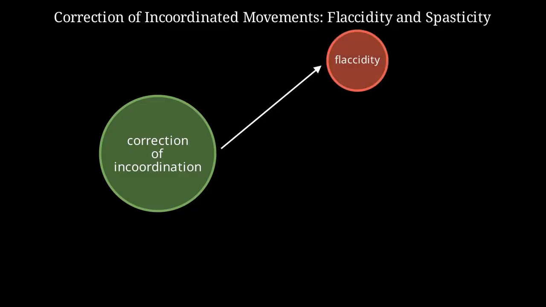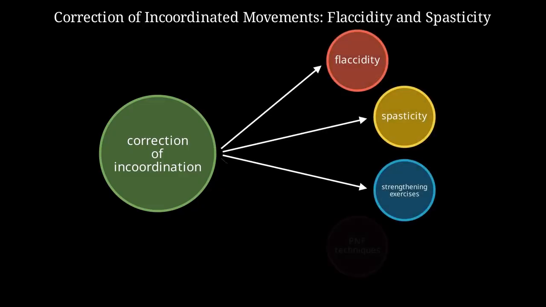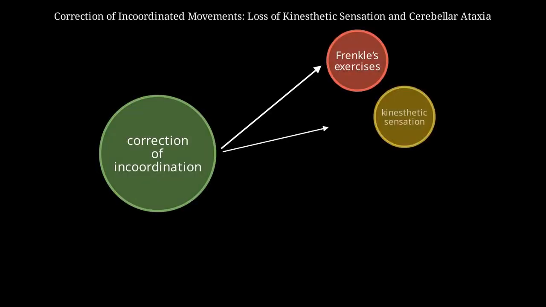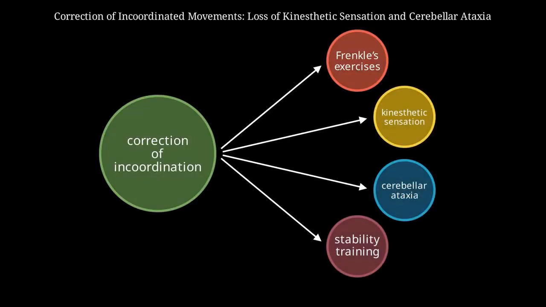Correction of incoordination due to flaccidity involves strengthening and endurance exercises. For spasticity, treatment aims to reduce muscle tone using stretching, PNF techniques, and spasticity-relieving exercises. For loss of kinesthetic sensation, Frenkel's exercises are used to improve joint sense and coordination. In cerebellar ataxia, the focus is on improving trunk stability and balance through specific training and exercises.